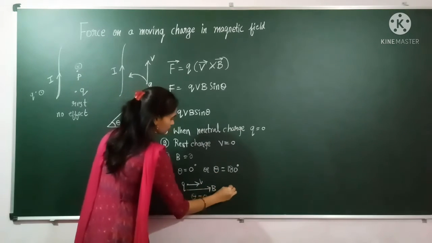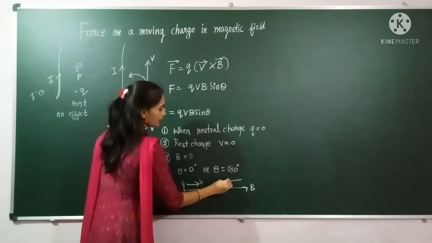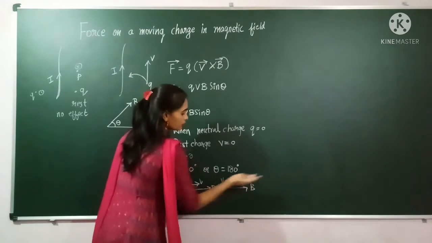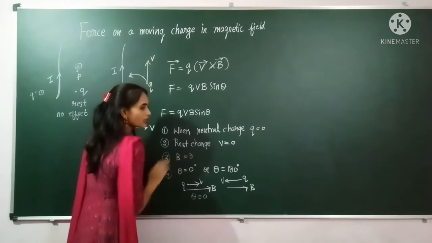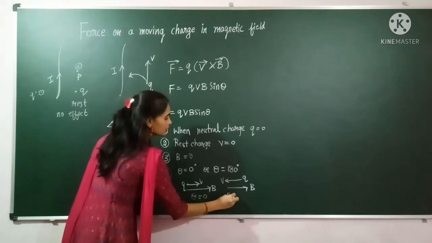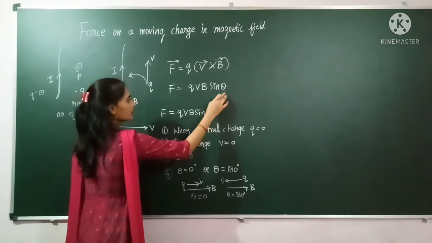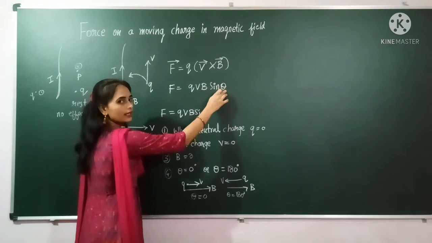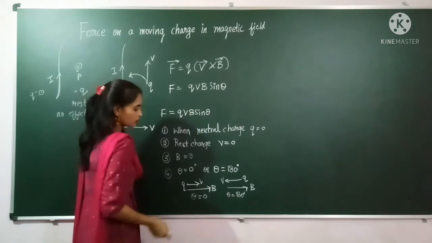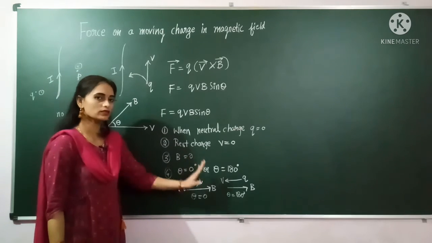And here, if this is the direction of the magnetic field and the charge is moving in the opposite direction, both are anti-parallel. So in this case our theta value will be taken as 180 degree. If you substitute this 180 degree here, sin 180 will be 0, meaning this whole term will become 0, then force is equal to 0. Meaning in all these four cases our magnetic force becomes 0.